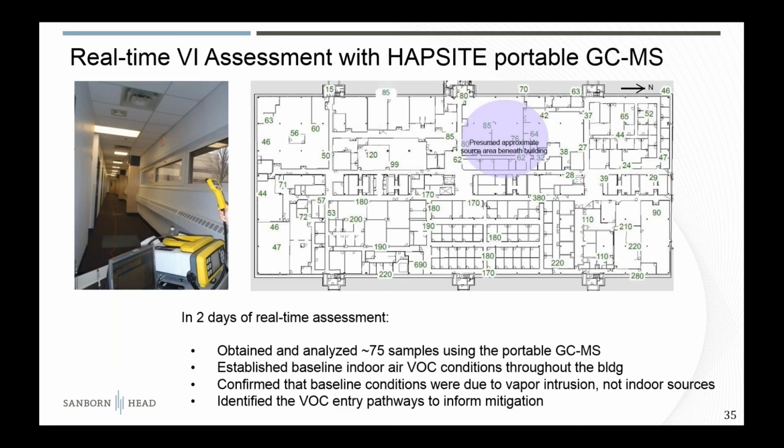This is a large building subject to TCE vapor intrusion. This instrument was capable in 2 days of getting 75 samples all over the building, establishing what the baseline conditions were within 2 days, and figuring out where the vapor intrusion was coming from, looking at the VOC entry pathways, and figuring all that out in a very rapid period of time.